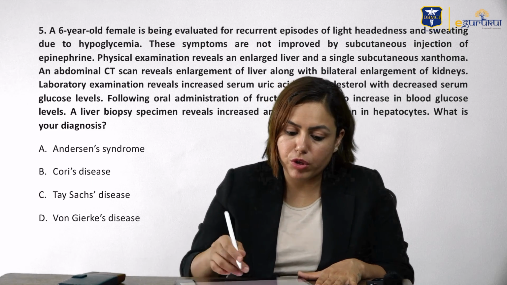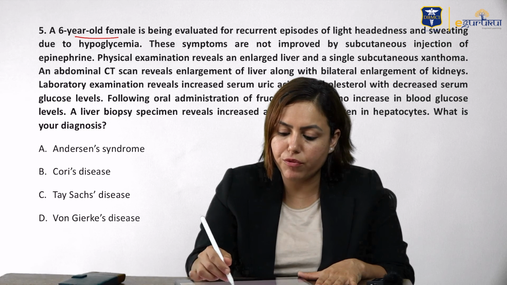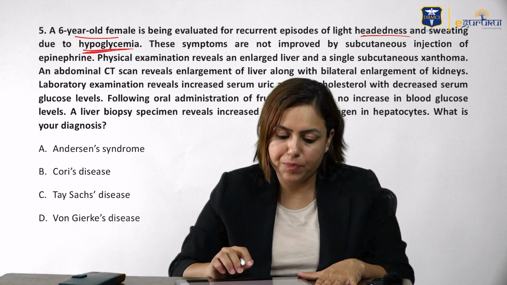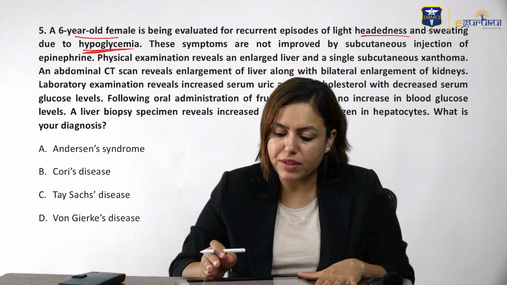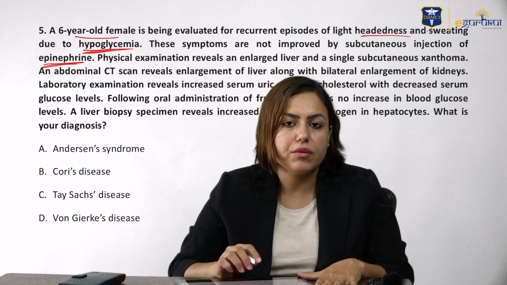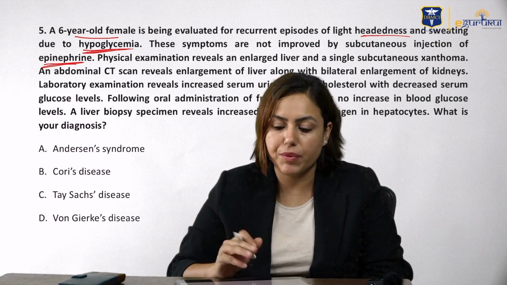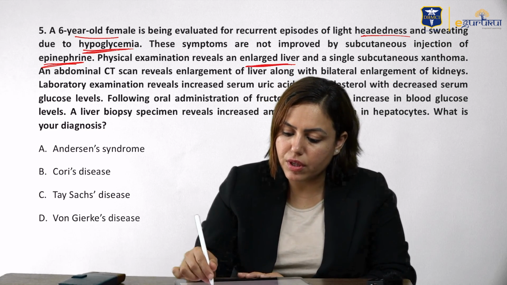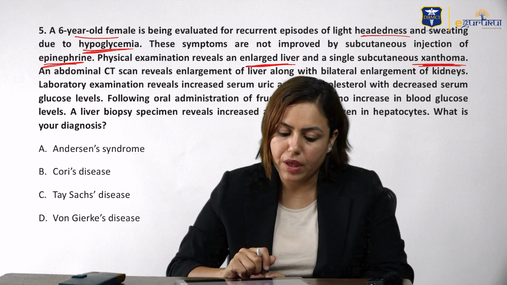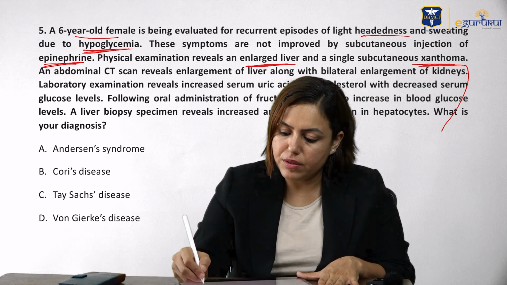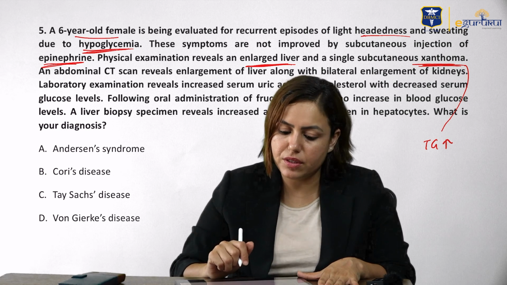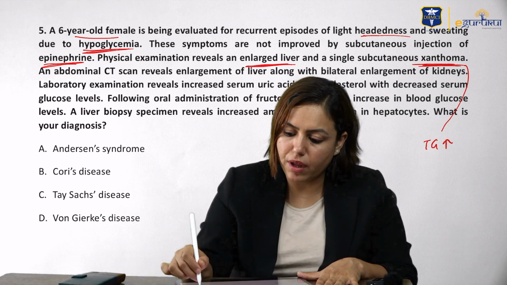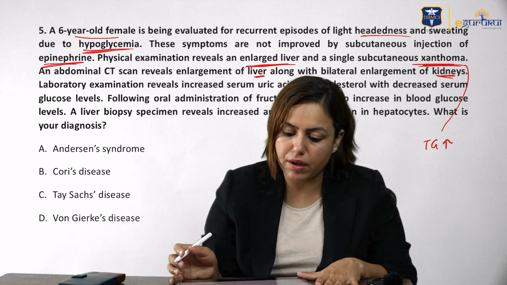Next question, fifth number question. 6-year-old female is being evaluated for recurrent episodes of lightheadedness and sweating due to hypoglycemia. These symptoms are not improved by subcutaneous injection of epinephrine, right? So normally epinephrine will cause hyperglycemia, but here it is not causing. Physical examination reveals enlarged liver, single subcutaneous xanthoma. So xanthoma means triglycerides or lipids are increased. An abdominal CT scan reveals enlargement of liver along with bilateral enlargement of kidney. So kidney and liver are enlarged.